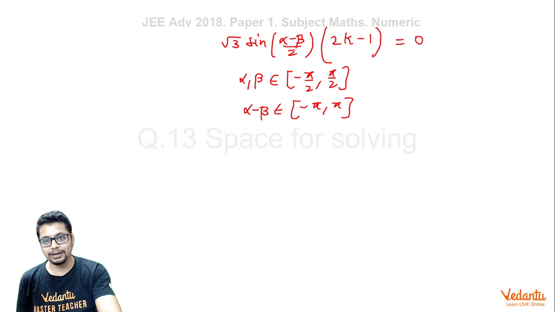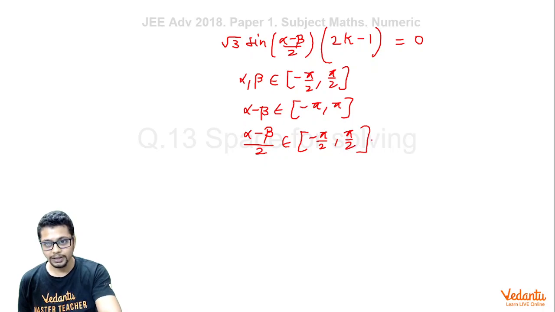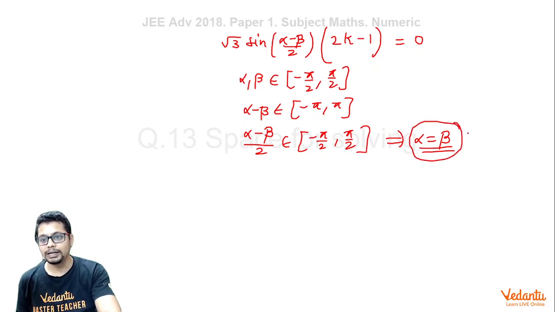Now here we are concerned not with alpha minus beta but with (alpha minus beta) by 2, which will belong to the closed interval minus pi by 2 to pi by 2. Now for sin of (alpha minus beta) by 2 to be 0, given that (alpha minus beta) by 2 is between minus pi by 2 and pi by 2 closed, (alpha minus beta) by 2 should be 0. That means alpha should be equal to beta for sin of (alpha minus beta) by 2 to be 0. There is no other possibility for it to become 0. And even this possibility is rejected.